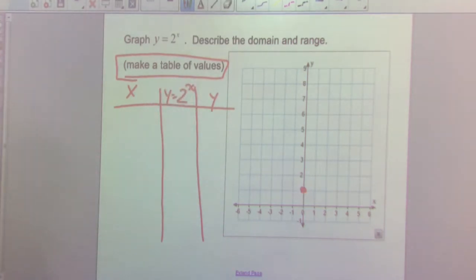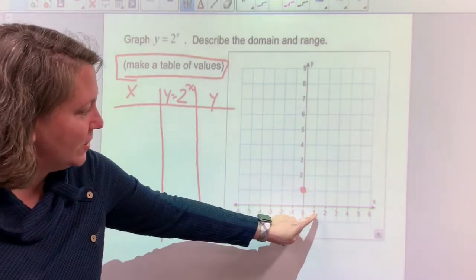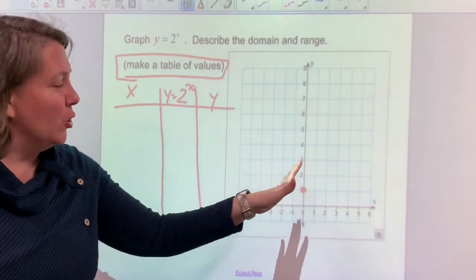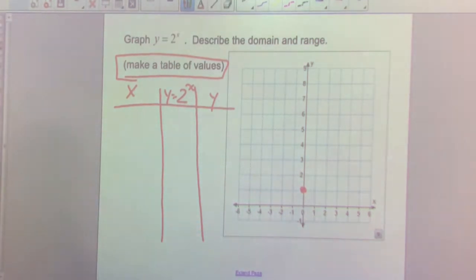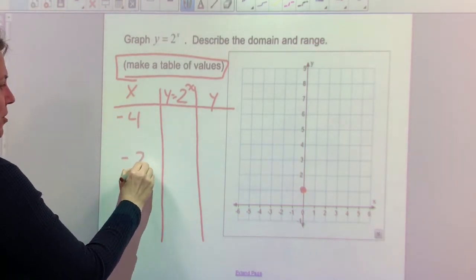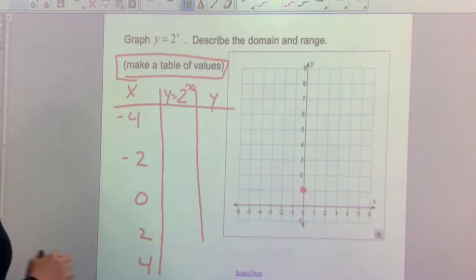Okay. My graph goes from -6 to +6. I don't want to put them all right next to each other because I need more. I actually need more than my normal 3. Okay, I'm going to go -4, -2, 0, +2, and 4.